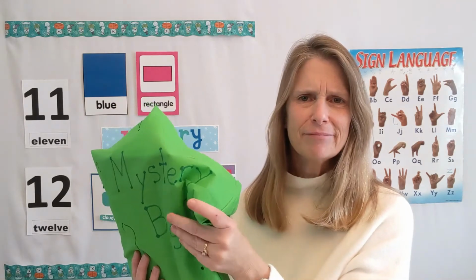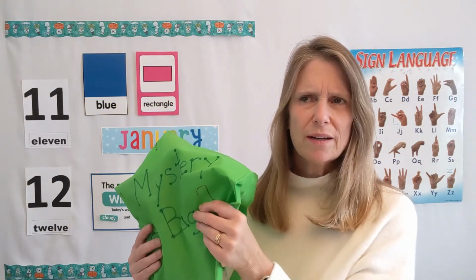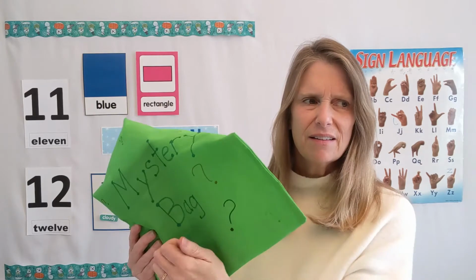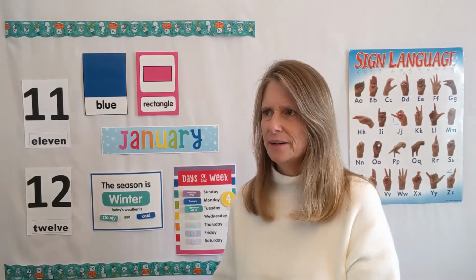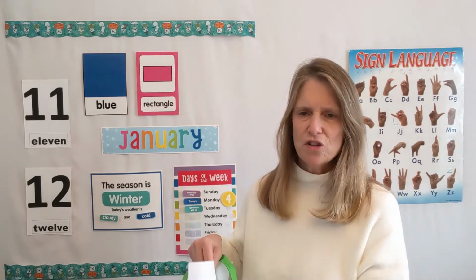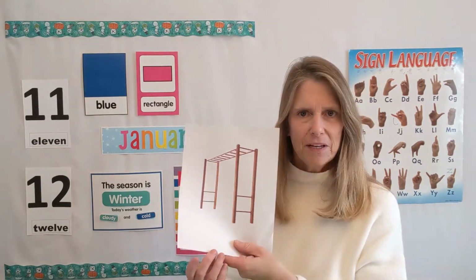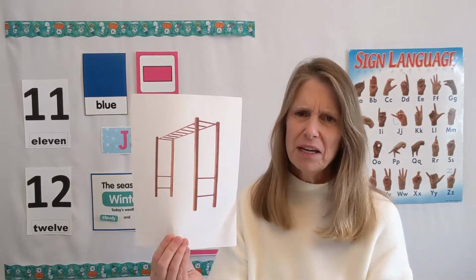You hear it? I'm using this as clues. Something's kind of crunchy in there. Kind of hard. I wonder what's in there today. You ready? Let's see. Well, this is what was so crunchy. It's a picture. A picture of monkey bars.